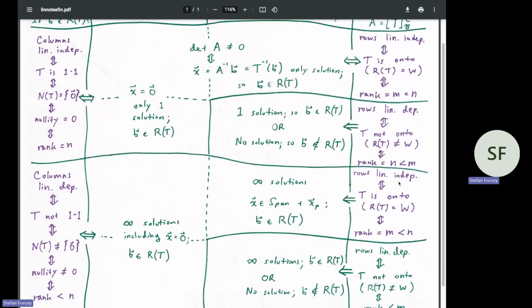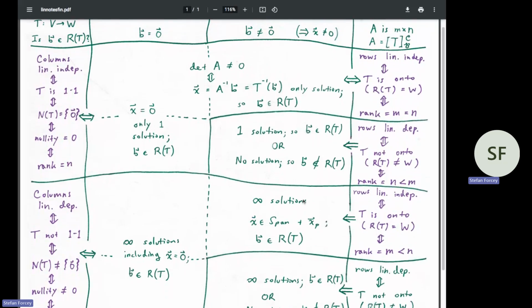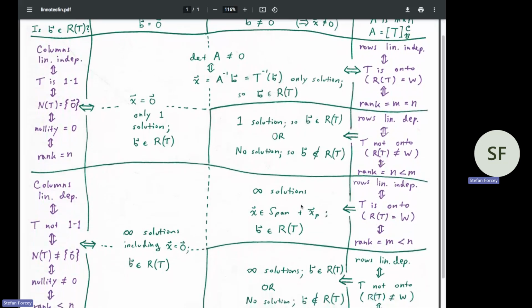If the rows are linearly independent, then T is onto still. And we did see an example of that in the last example. That would be that each row has a pivot. But that means that the rank would have to be equal to m, since there's m rows, and that would be the total number of pivots. And that would have to be smaller than n in order to make the rows linearly independent but the columns linearly dependent. Then you get infinitely many solutions, and if B is non-zero, you get X's in the span plus a specific solution.